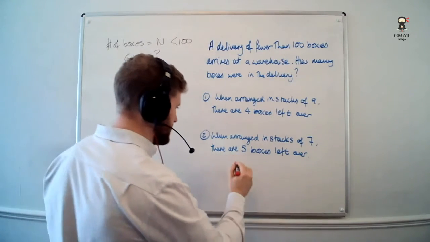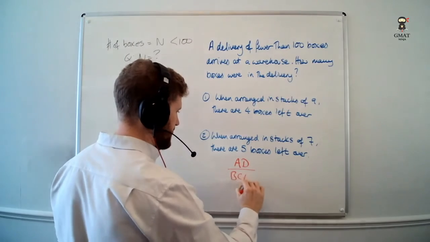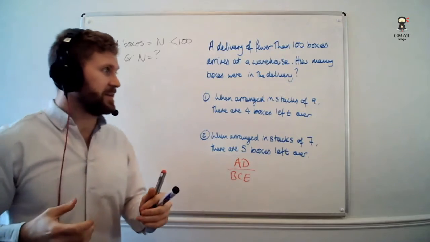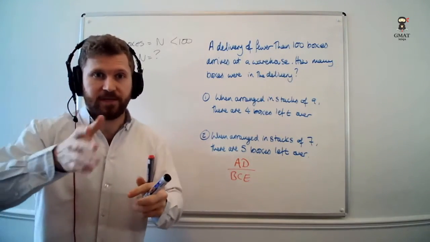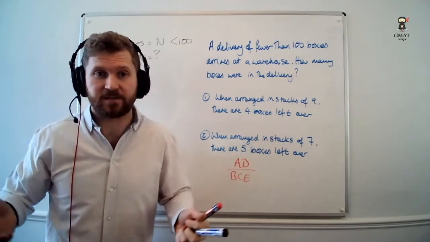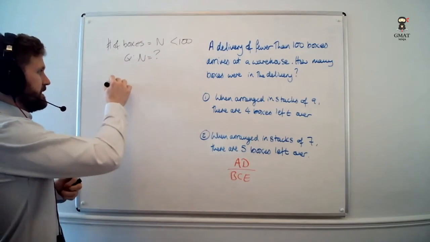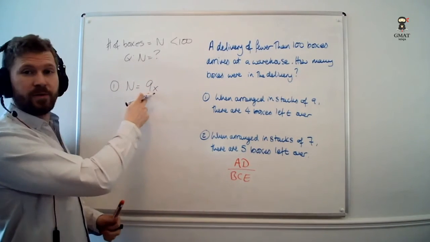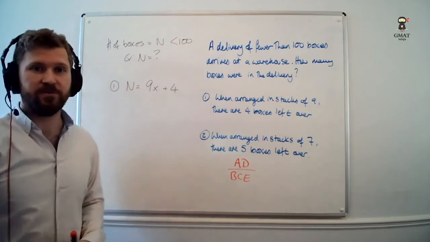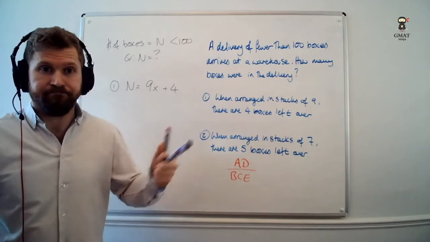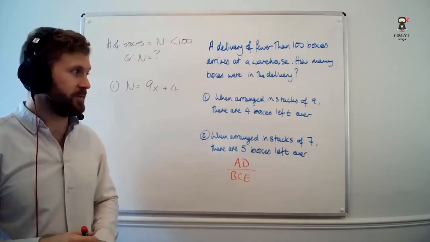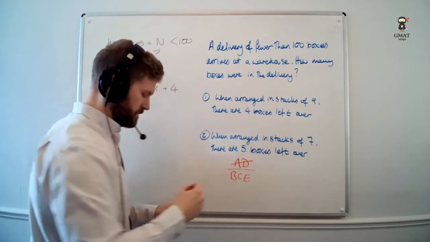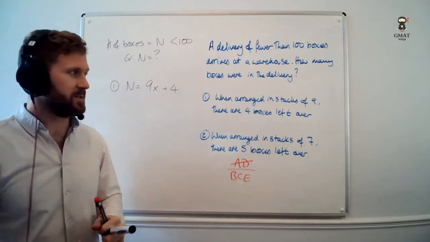Now, data sufficiency question, so I'll get the AD over BCE set up ready, and then take a look at piece of information number 1. So when arranged in stacks of 9, there are 4 boxes left over. So I'm going to have boxes in piles of 9, so 9 here, 9 here, 9 here, however many stacks there are, and I'm going to have 4 left over. I don't know how many stacks there are, but they're in stacks of 9, and there will be 4 left over. Now, I don't know what x is. Can't tell how many stacks of 9 there are from that information, so I can't put a number on n. It could be a range of different things. So piece of information number 1 is not sufficient, and I'll cross out A and D.